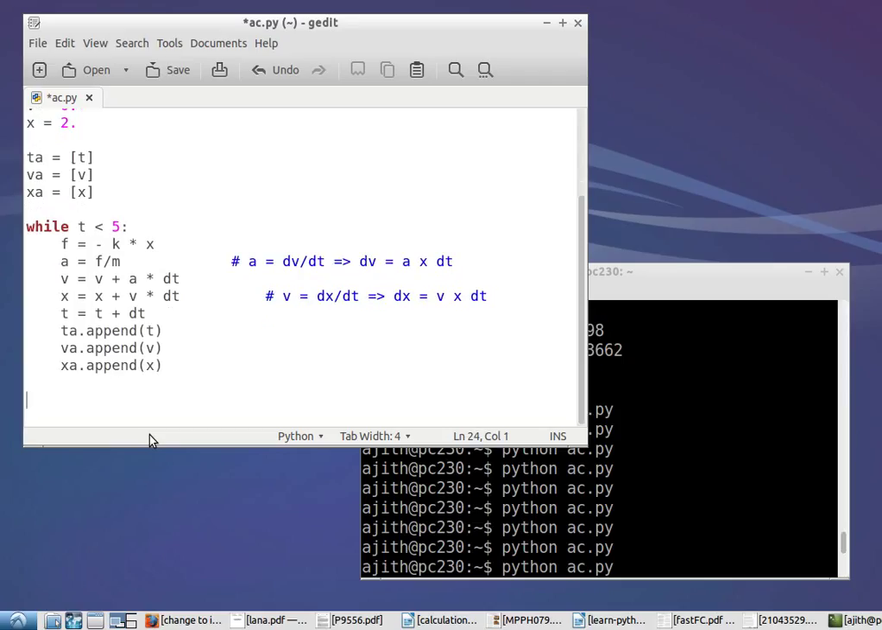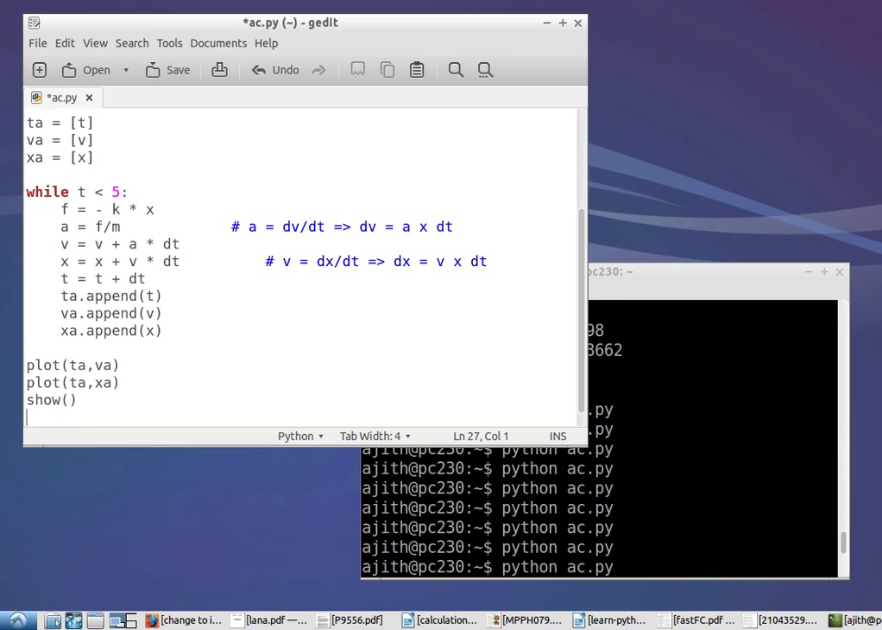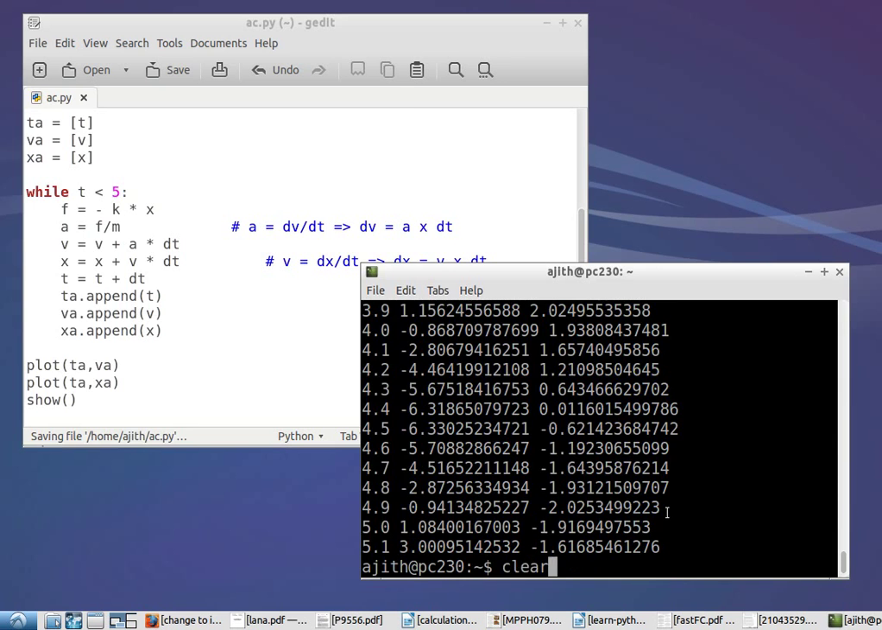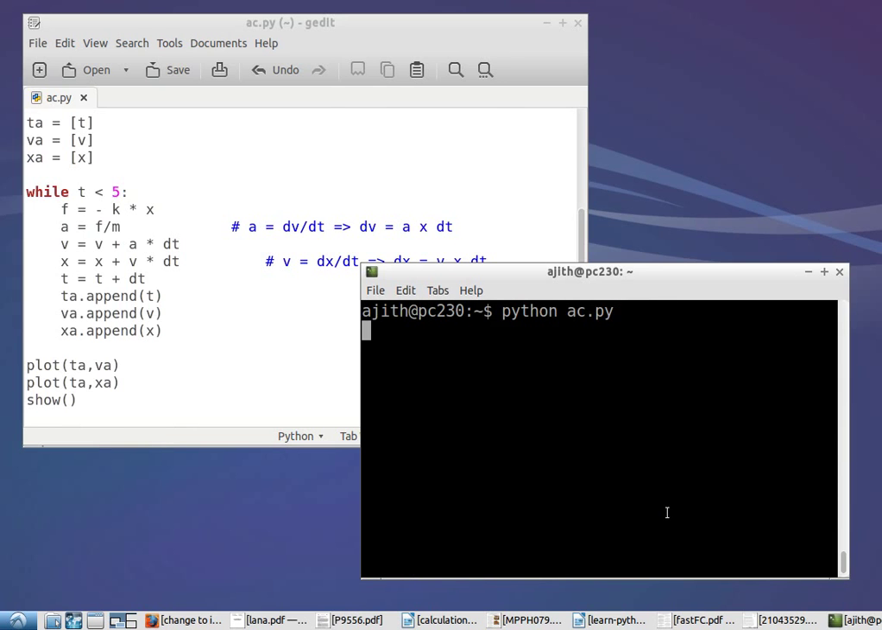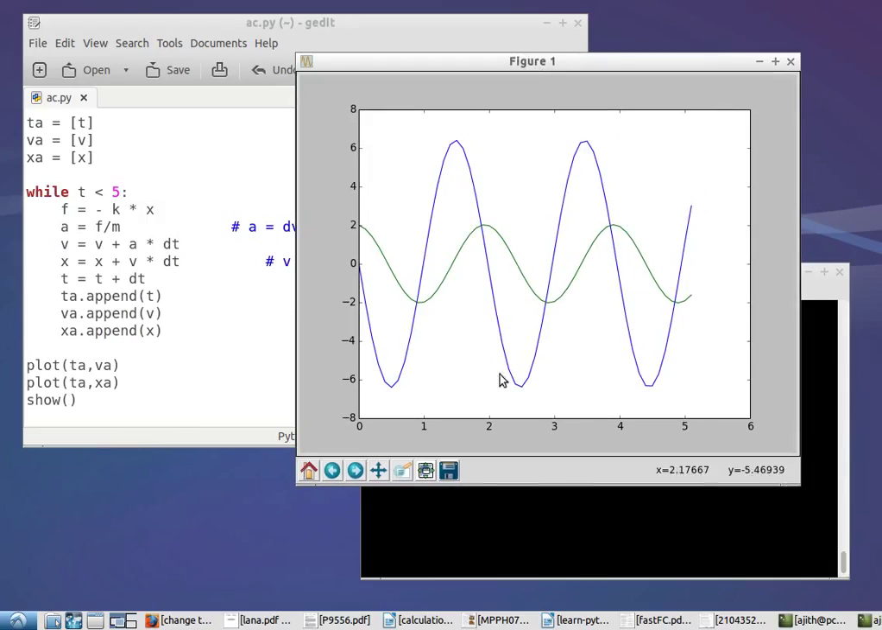And once it comes out of the loop, we can plot the time array versus the velocity array, and also the time array versus the displacement array, and show this. And this should show the sinusoidal variation. Let us save this and run it. So you can see here, this is the graph we are getting.